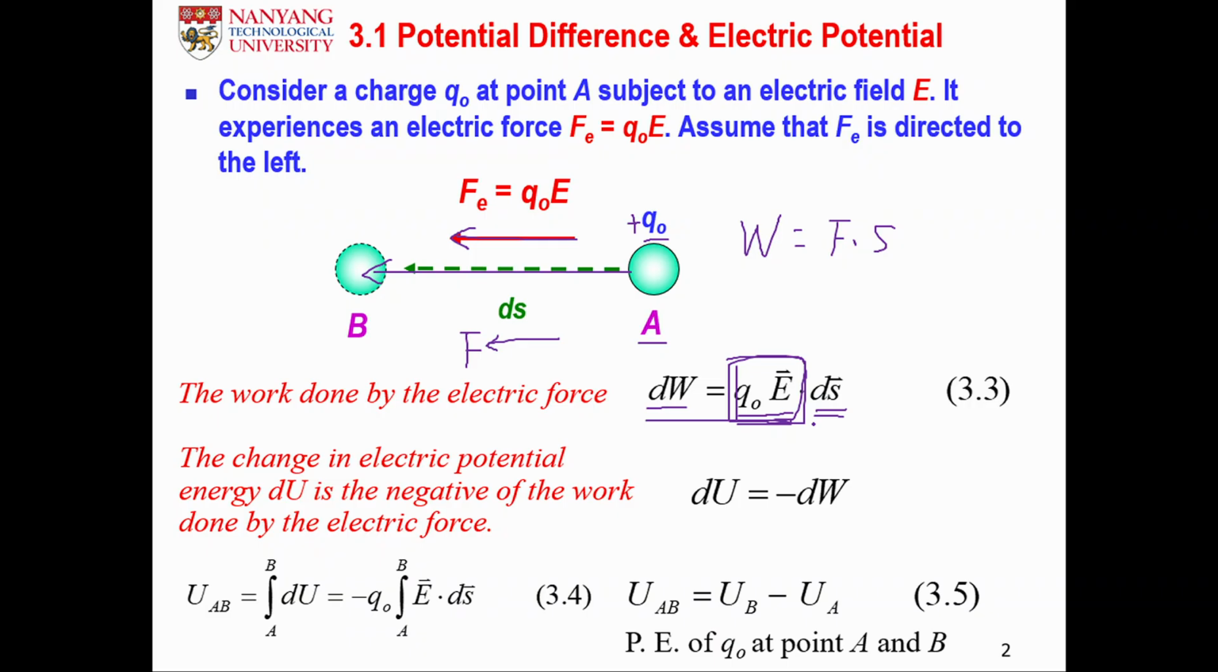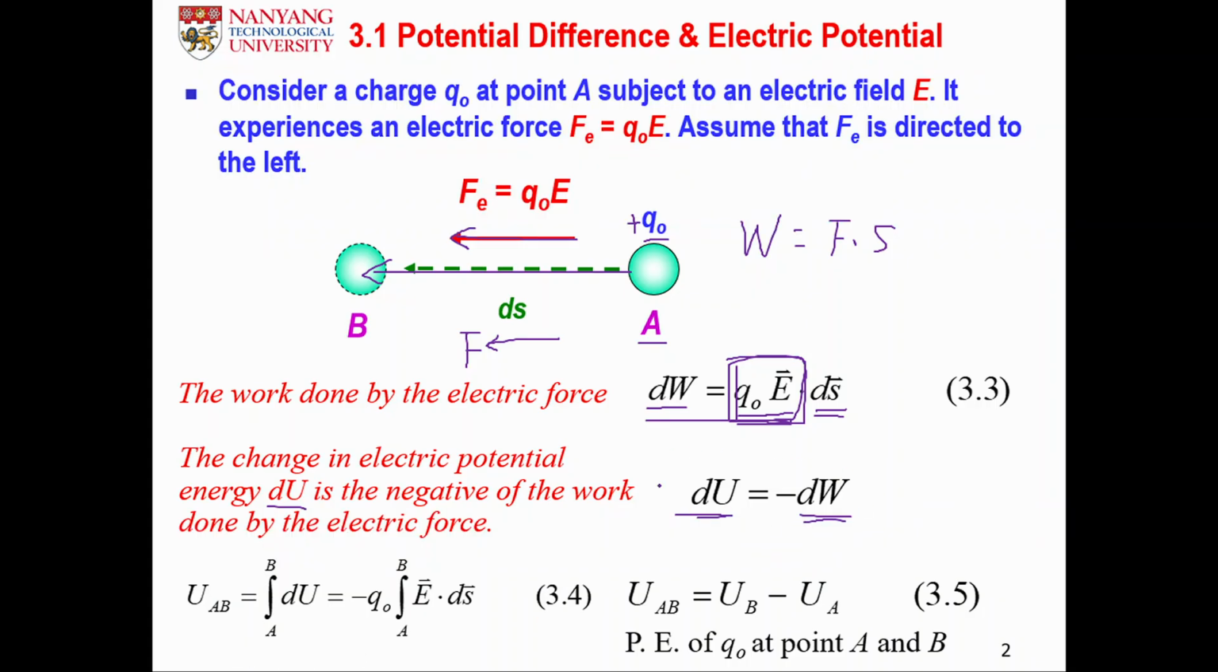And once there is a work done by the electrical force, we say there is a change in electrical potential energy. And this one is written in terms of dU. The change of the electrical potential energy should just equal the work done by the electrical force. And of course, there is a minus sign, meaning positive work will reduce the electrical potential energy.